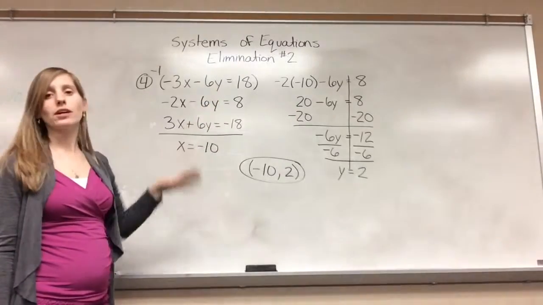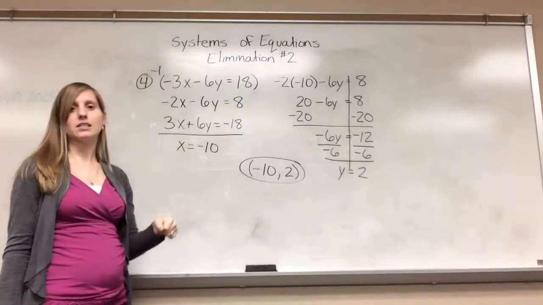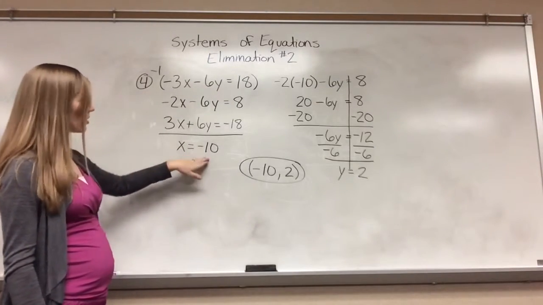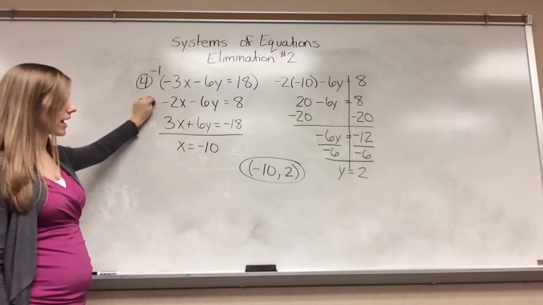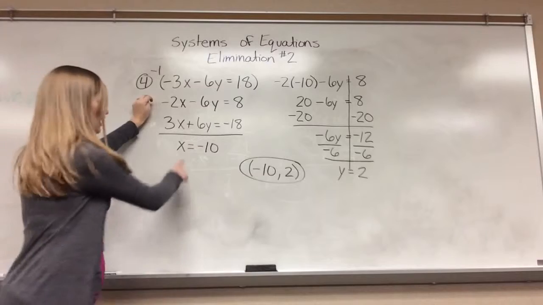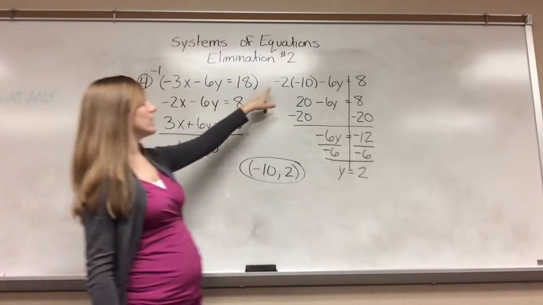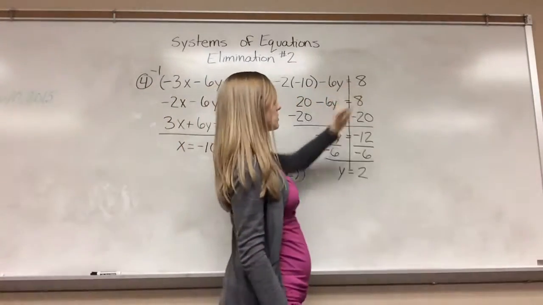The signs were different, so I subtracted. I got 10, and it's negative 10 because the 18 is bigger. So I found that x equals negative 10. I then took that negative 10 and plugged it into the second equation, okay? And I plugged it in for x. If it's x equals, the number must go in for x. So I have negative 2 times negative 10 minus 6y equals 8.